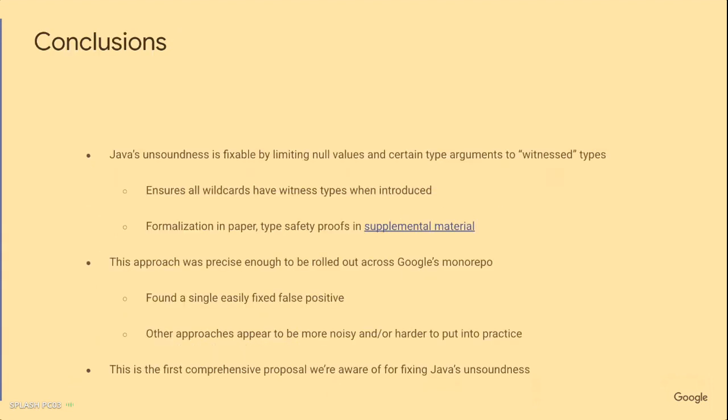So in conclusion, we can fix Java's unsoundness by limiting null values in a few places to witness types. And that ensures that every wildcard, when it's introduced, has a witness type. There's a formalization in the paper that you can take a look at. And then I showed you some results of how this plays out in Google's repo. Thank you.